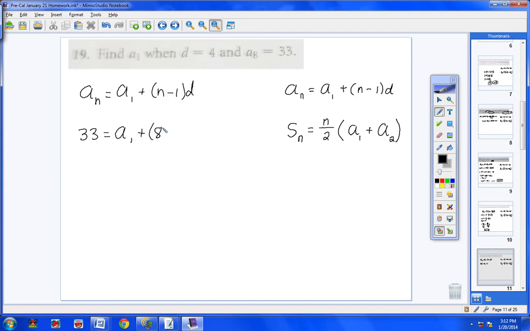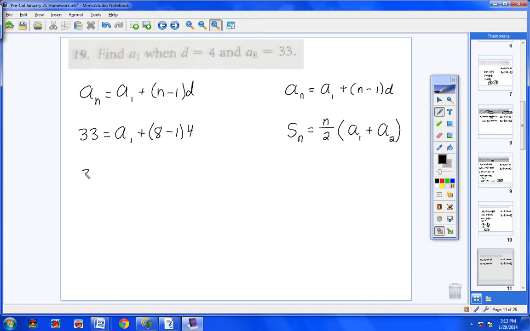Sure, because the 8th term is 33. n is what term number it is. a subscript n is the actual term. Minus 1. Now what would I put for d? I would put a 4 because my common difference is 4. So I only have one unknown.